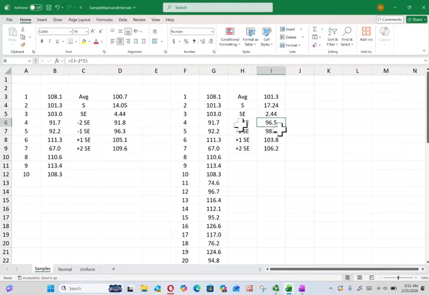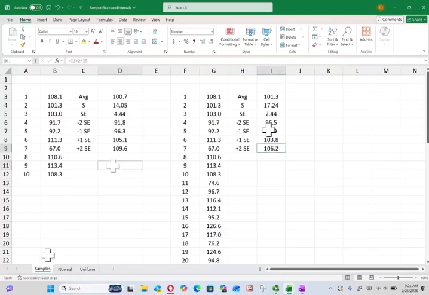Minus 2 standard errors is the average, minus 2 times the 2.44, minus 1 standard error, plus 1 standard error, and 2 standard errors is 106. Look at the range of the bets. From 10 samples, we go 91.8 to 109. For 50 samples, it's 96 to 106. We've squeezed it down that much.